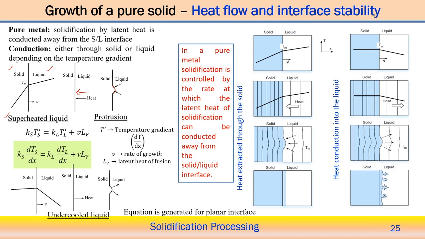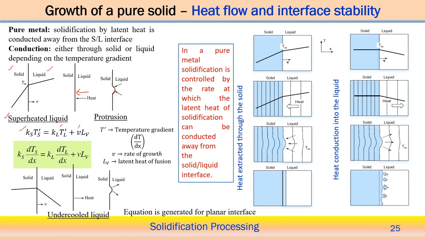Then the heat will be extracted through this. Once it creates some kind of protrusion, the rate of heat conduction in that direction changes, because this is not exactly a flat surface. So we can say the energy balance is: the heat flux Q equal to K into dT by dx, Ks, the thermal conductivity of the solid, into the temperature gradient in the solid phase, equal to KL, the thermal conductivity of the liquid phase, into the temperature gradient TL, plus the latent heat is considered.